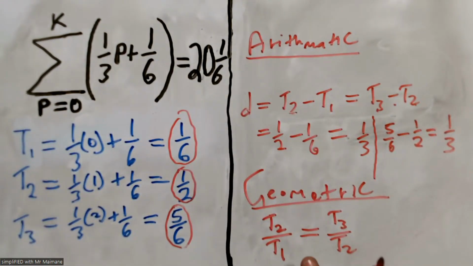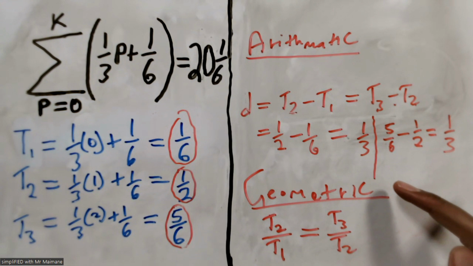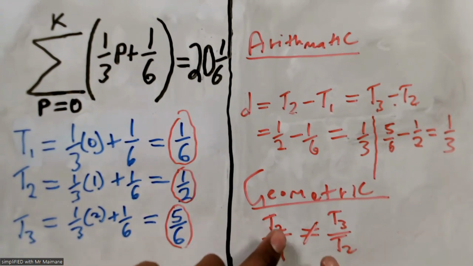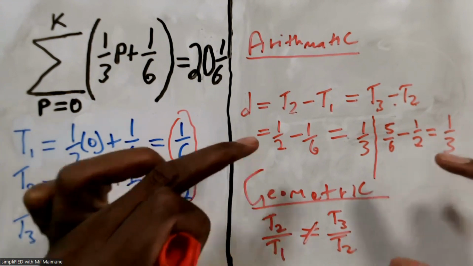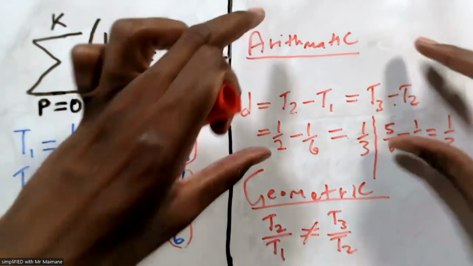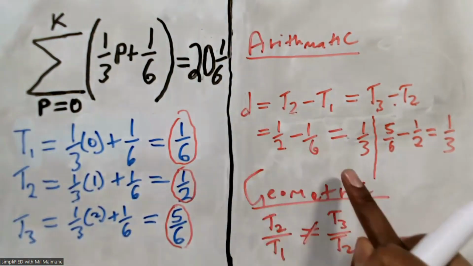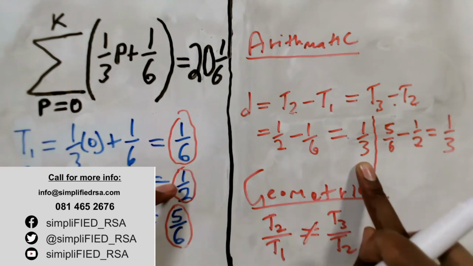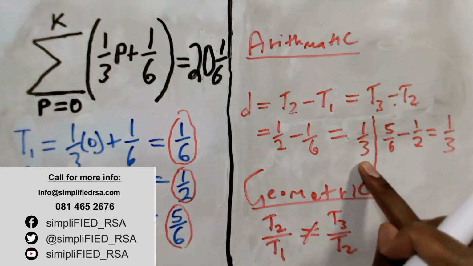If you want to prove this further, you can check if T2 over T1 is the same as T3 over T2 to see if it's a geometric sequence. But I assure you, these two won't be the same in this case, because it's not a geometric sequence. We've actually proven that it is an arithmetic sequence indeed, and the common difference D is 1 over 3. And our three terms are 1 over 6, 1 over 2, and 5 over 6.